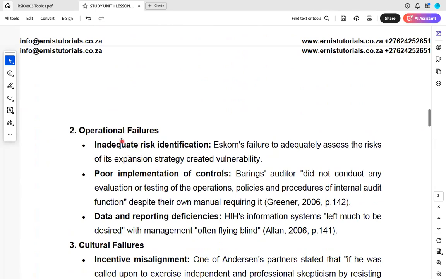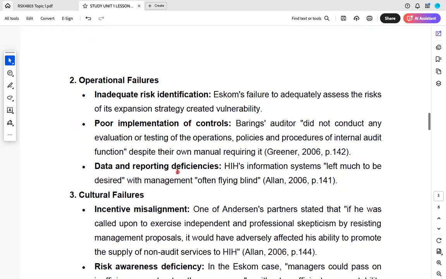Operational failures are talked about a lot in the operational risk management module, RSK4801. These include inadequate risk identification, such as the example in the ESCOM case study, and poor implementation of controls in the Barings example, where the auditor didn't conduct any evaluation or testing of the operations, policies, and procedures of internal audit despite their own manual requiring it. Also, data reporting deficiencies, such as what occurred in the HIH insurance scandal.